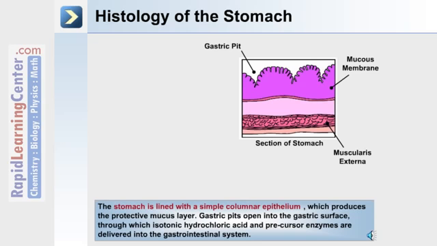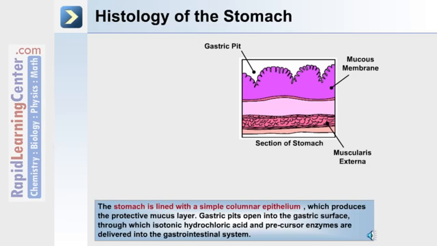Next, let's discuss the histology of the stomach. First, note the diagram in the top right corner of the slide. This shows the gastric pit and the mucous membrane which contains the gastric glands. The next main region we'll discuss is the muscularis externa.